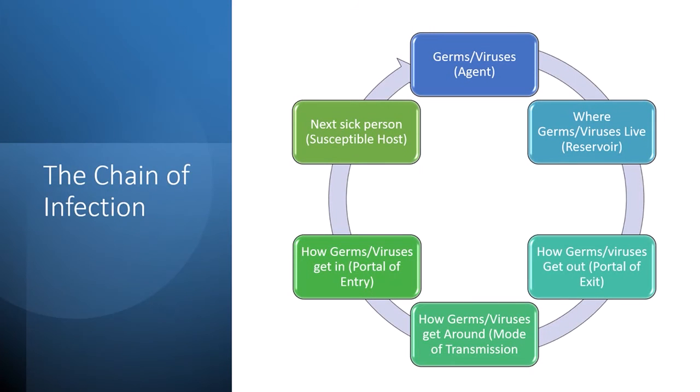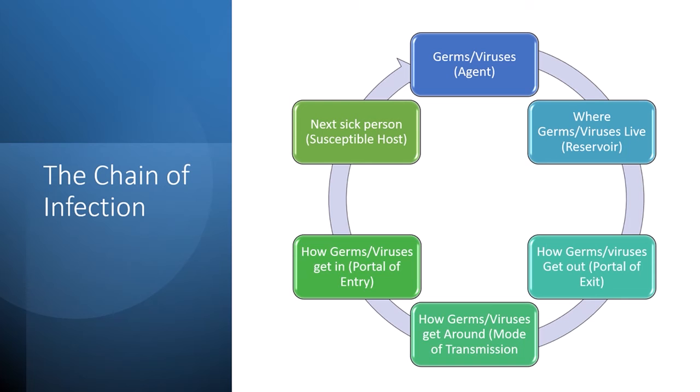The next link in the chain of infection is how germs get out. This is known as the portal of exit. So germs can escape in many ways. It can include the mouth, such as vomit or saliva, cuts, such as skin or blood, during diapering, during toileting, so it can be in school. The next link in the chain is how germs get around.